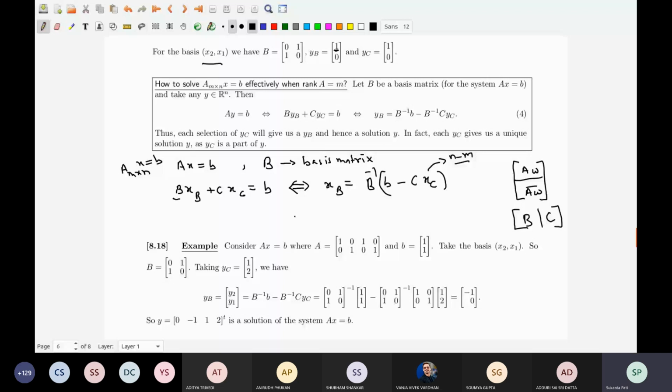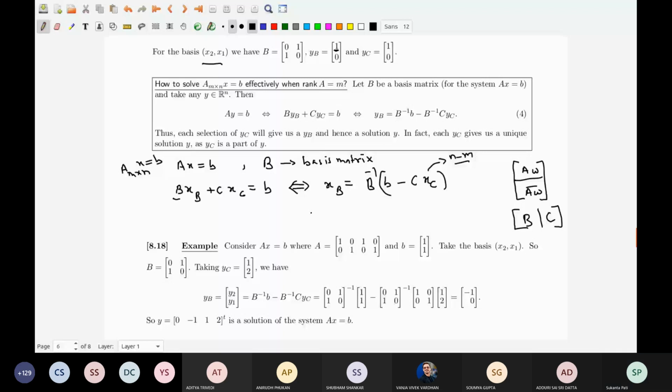That is your solution. So you take xc equal to u1, that is 1 0 0 0 0. You get one xb. So that gives you one solution. Take xc equal to 0 1 0 0 0. You get another solution. Take xc equal to 0 0 1 0 0. You get another solution. All right, you got n minus m different solutions. They are linearly independent solutions, because the xc parts are linearly independent. So that gives you the complete solution of the system Ax equal to b.